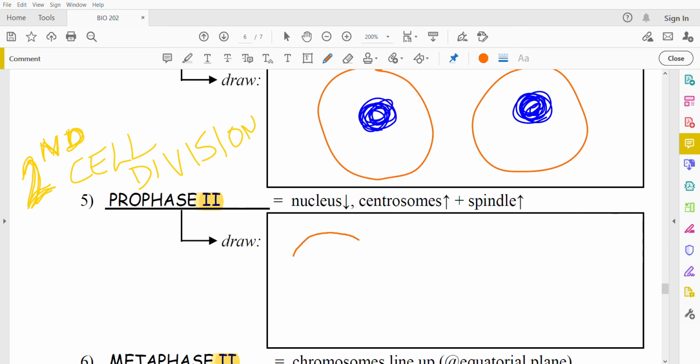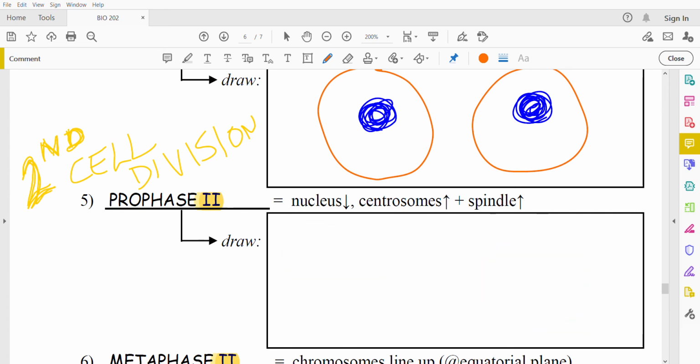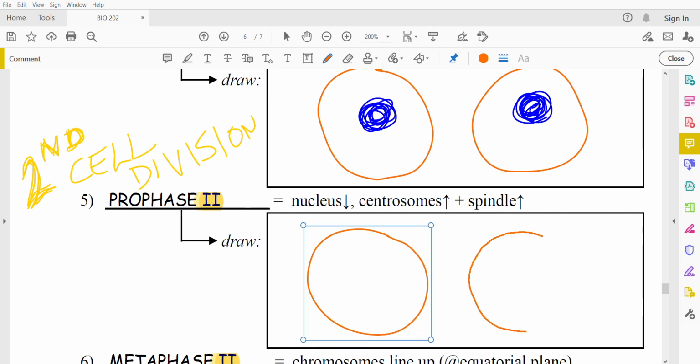During prophase 2, now I'm drawing two cells since we have two cells going on. Maybe I should draw them more centrally. Let's do it here. Perfect. The nucleus disappears. Centrosomes appear, and the spindle appears.